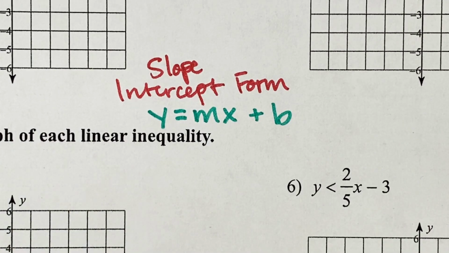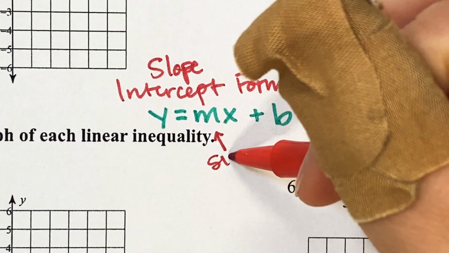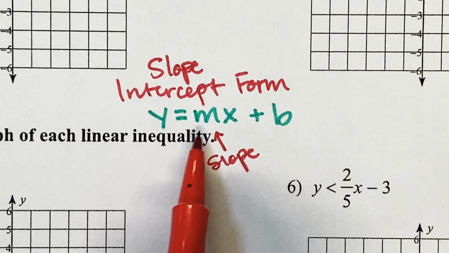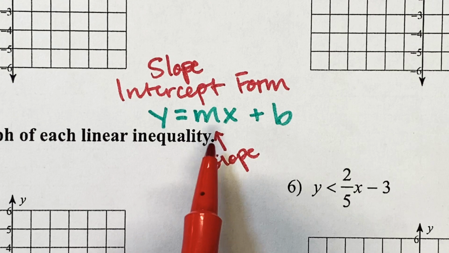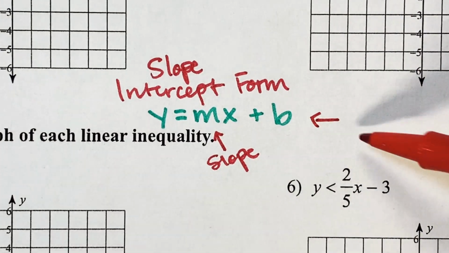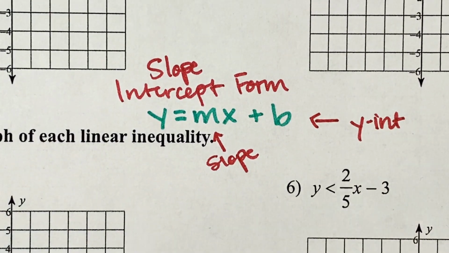I know this is a review from last year. Your m is your slope. Whatever number is right in front of that x is going to be your slope. Your b is your y-intercept.